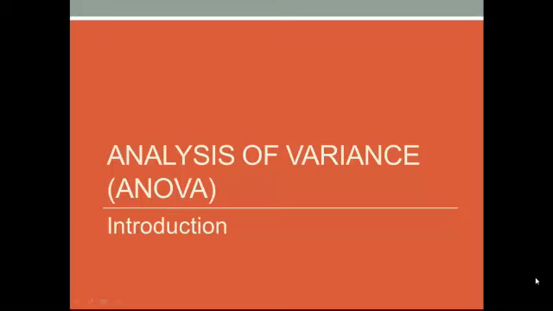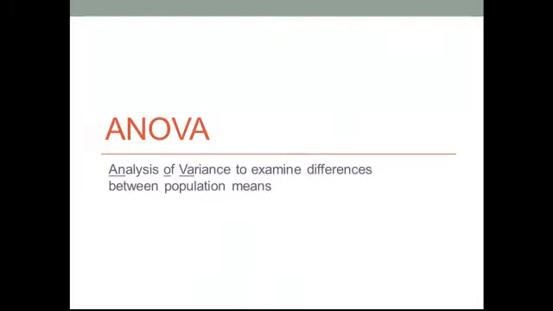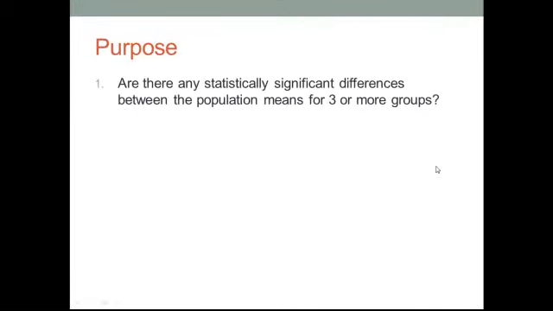Okay, in this segment, we'll introduce analysis of variance, or ANOVA, which stands for analysis of variance. One thing I want to emphasize here is that even though it says analysis of variance, we're looking at the differences between population means. So the purpose is we're going to look at groups, 3 or more groups, and what we want to know is, are there any statistically significant differences between the population means for those 3 or more groups?